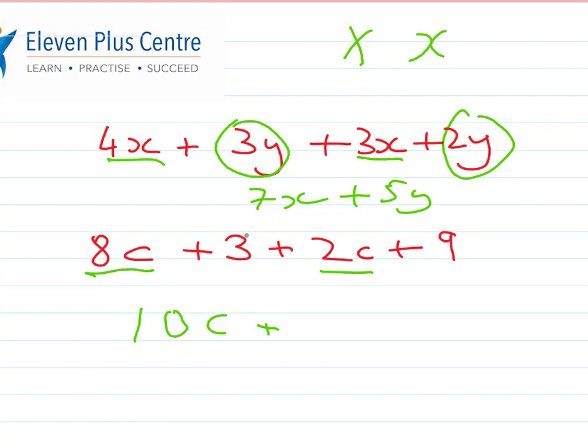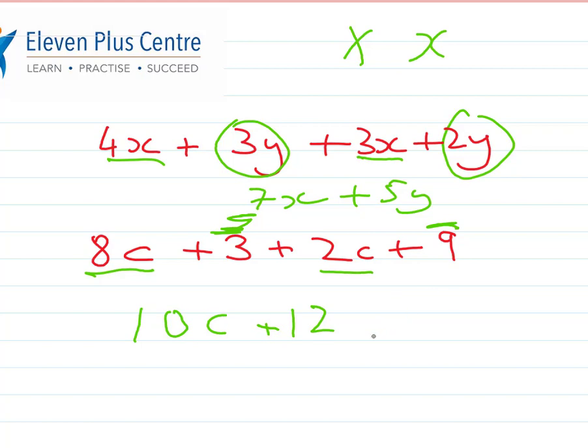So remember, we are collecting like terms. We are collecting the numbers. I'm going to put a line on top of the numbers that don't have any letters next to them because they are like each other. So 3 plus 9 makes 12. So the answer to this one is 10c plus 12. Okay, so remember, collecting like each other, we are collecting like terms.